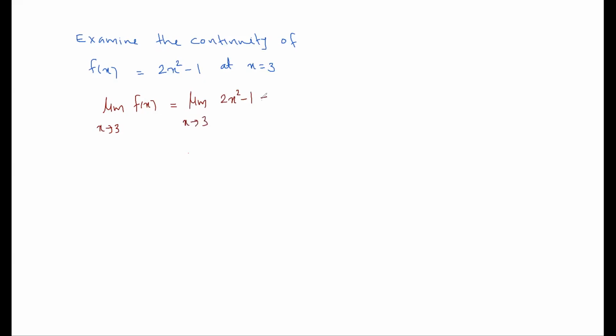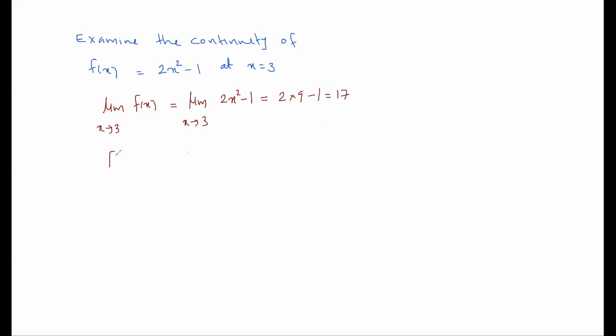So one method is direct substitution to find the limit. If it works, that will be fine. So 2 into 3 square is 9, minus 1. 2 into 9, 18, minus 1, 17. So the limit exists and the limit value is 17.